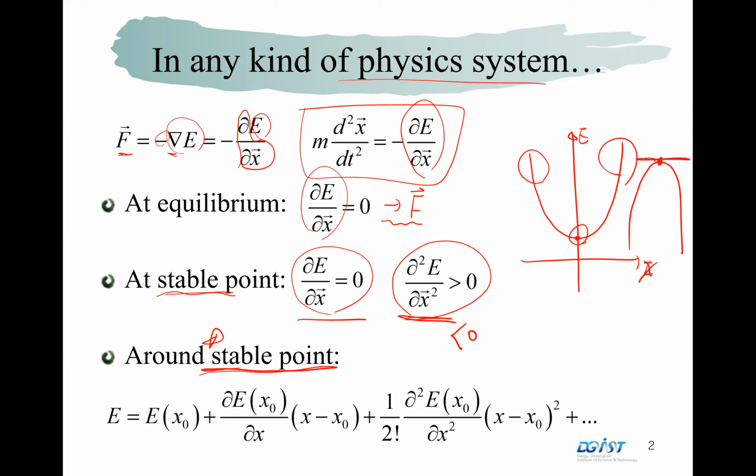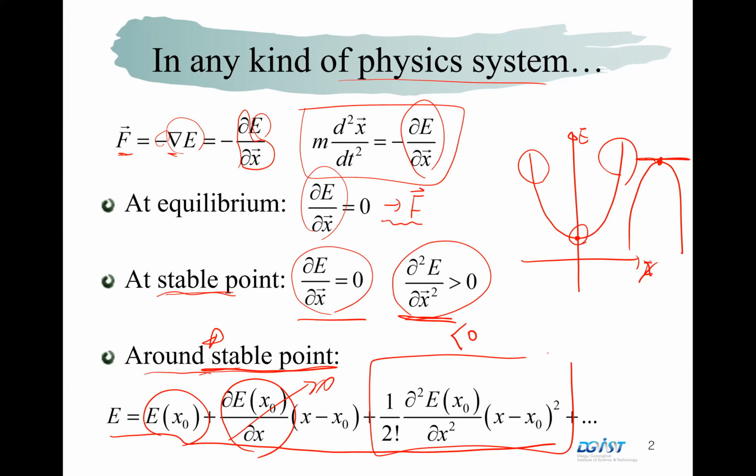According to this idea, any kind of energy can be expressed by a Taylor series in terms of the variable x. And we already know we are talking about the stable point, so the first derivative is always zero. It's not necessary. And this is a constant term. So only the shape of the energy governs the important physics.